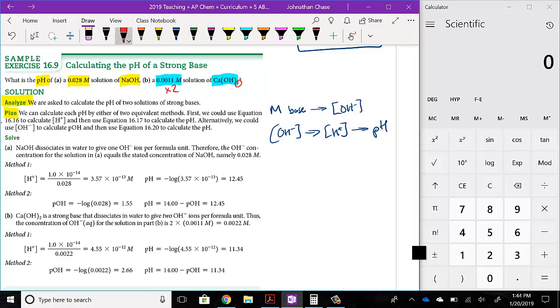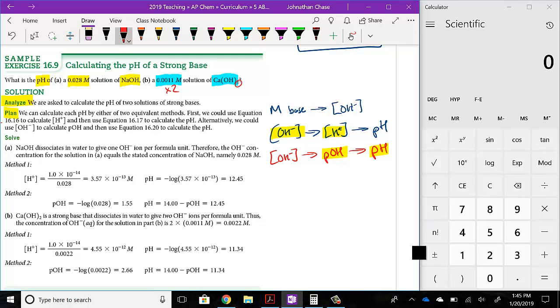Alternatively, we can take method 2. Concentration of the hydroxide ion can be taken into pOH, then from pOH into pH. Both methods are being presented here, but I'm going to strongly suggest that you follow the second method. Anytime you're able to do the pOH to pH connection, it's going to be much simpler in terms of the calculation than going from a concentration to a concentration.